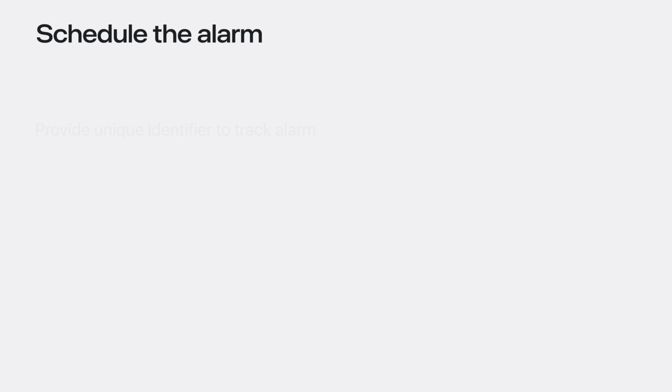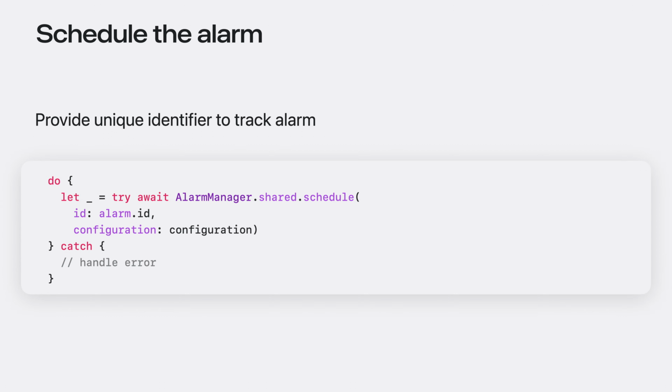Once you have finished setting up your alarm, you're now ready to manage it in the system. You can do so using the Alarm Manager class. After I've configured my alarm, I can schedule it with the system. I can do so by using the alarm's unique identifier and the configuration I created earlier. This identifier should be used to track the alarm through its lifecycle. You have full control over the lifecycle of the alarm. You can transition it to a countdown state as well as cancel, stop, pause, or resume it.